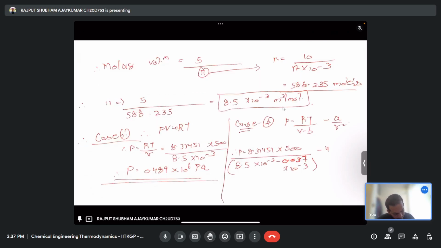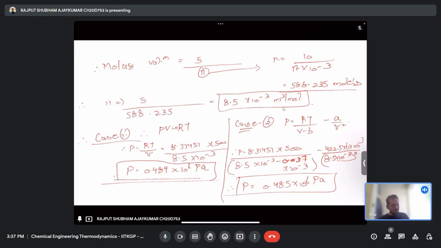422.546 into 10 to the power minus 3, whole divided by the volume square. So it is 8.5 into 10 to the power minus 3, whole square. Therefore the pressure corresponds to 0.485 into 10 to the power 6 Pascal. Okay, so we have two different values for the pressure.